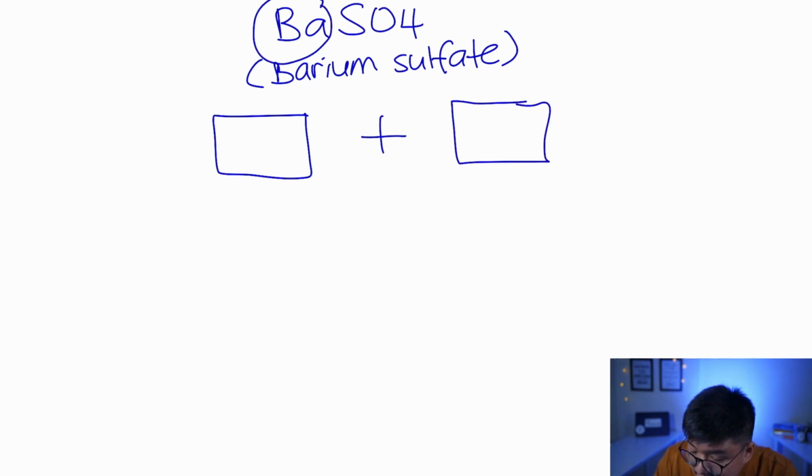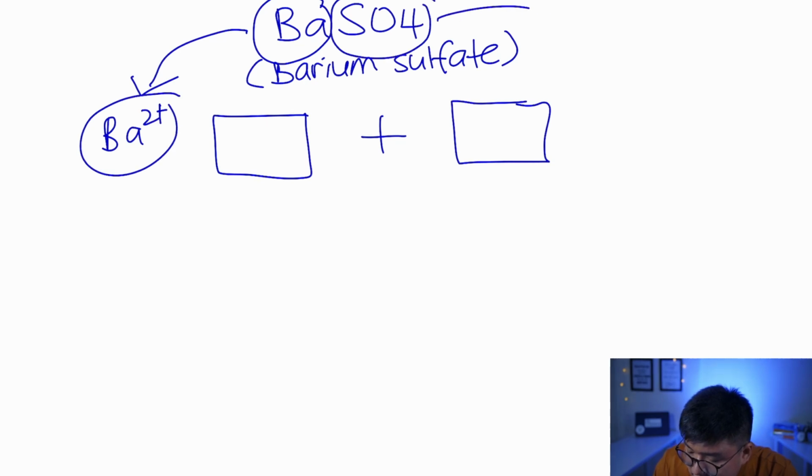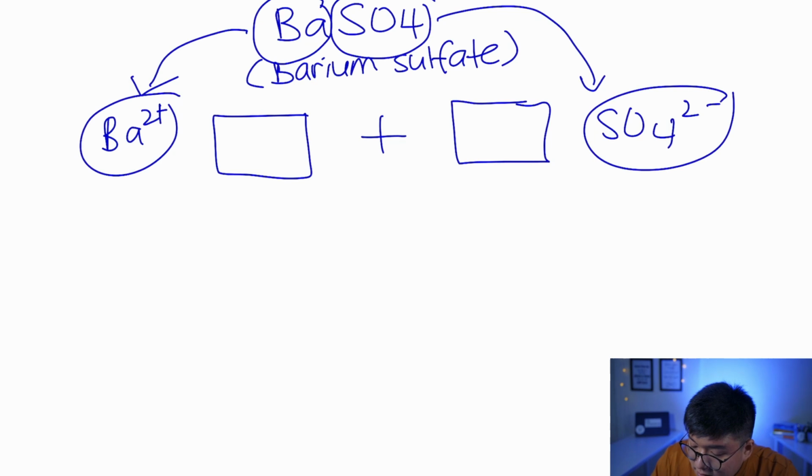And since there is a barium, my first reactant or reagent must have Ba2+ ions inside, and the other reagent, it must have SO4 2-. Okay, so always recall all nitrate salts are soluble. So my first reagent can be Ba(NO3)2. Okay, and my second one will be sulfuric acid, H2SO4.